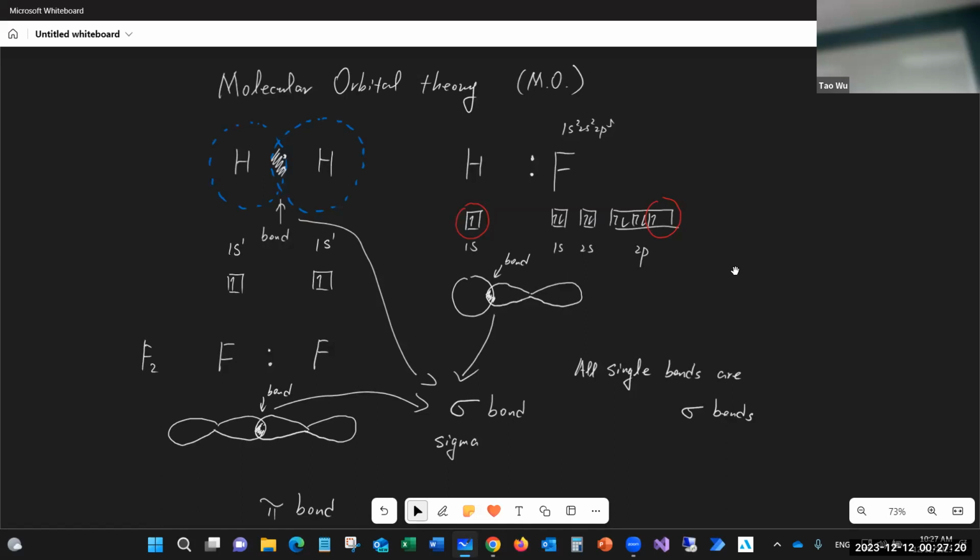The pi bond is two p orbitals overlapping side by side.